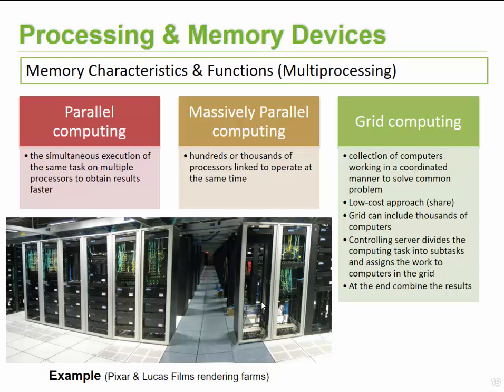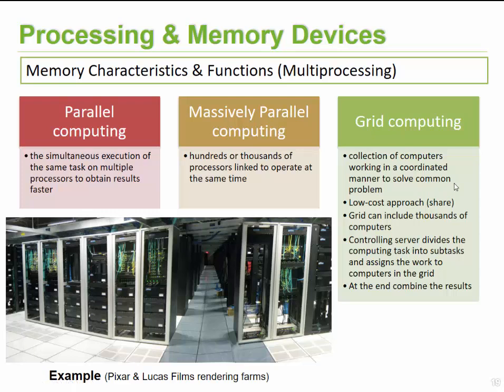The last type of processing that we find is called grid computing. With grid computing, we typically find that people can't necessarily afford all of these processing capabilities by themselves, because the more processing capability you have, the more expensive it's going to be. So they've developed a coordinated manner in which people can share their computing resources with each other. So this is a low-cost approach.